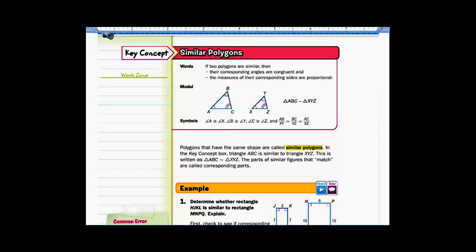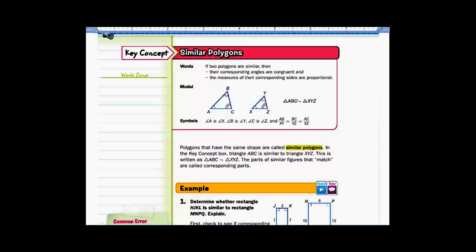Okay, Chapter 7, Lesson 4, Properties of Similar Polygons. This lesson is really kind of an extension, a little bit of a repeat of Lesson 3. We talked about congruence and similar figures in the last one. This one specifically focuses on similar polygons. So it tells you that if they are similar, then their corresponding angles are congruent. The corresponding sides are proportional.